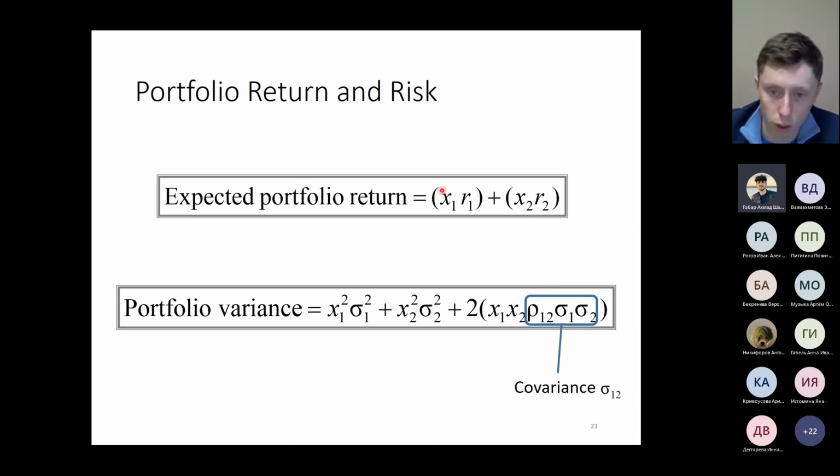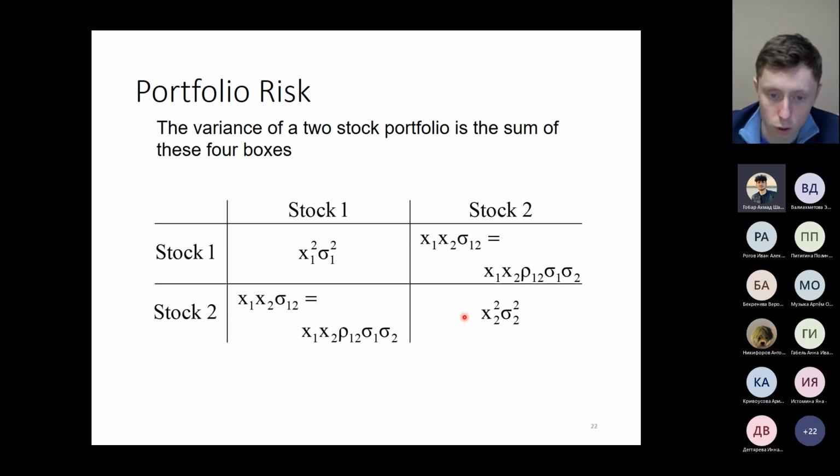Return of the portfolio we already discussed. This is the fraction of each asset and the return of each asset. For the return of the portfolio for two stocks, we use this formula. The fraction of the first asset in the portfolio squared times the variance of the first asset, standard deviation squared. The same for the second asset, then 2, because we have two components here. That's why we have 2.